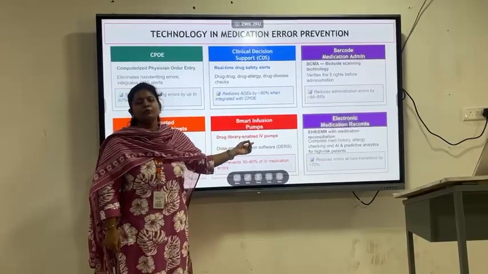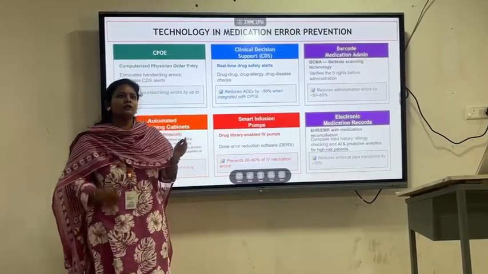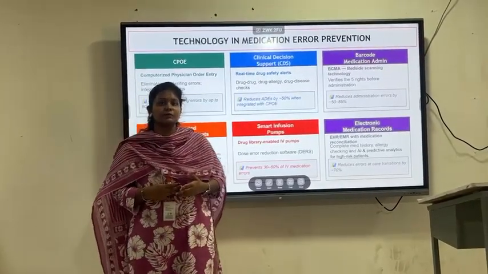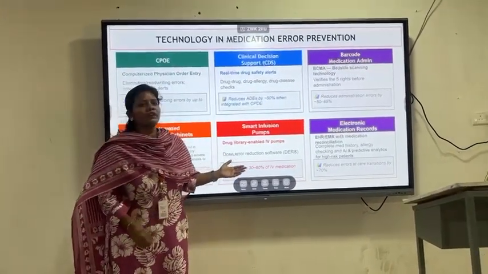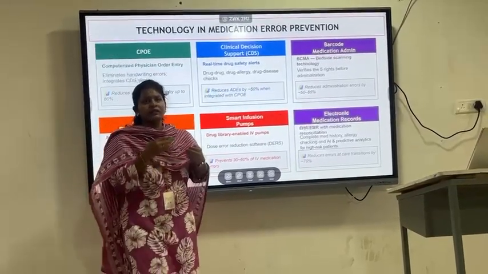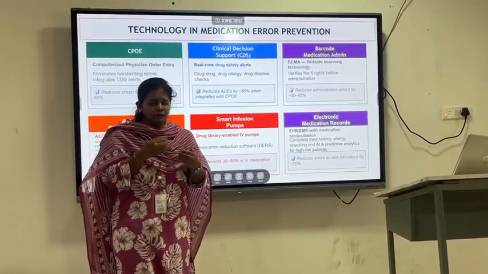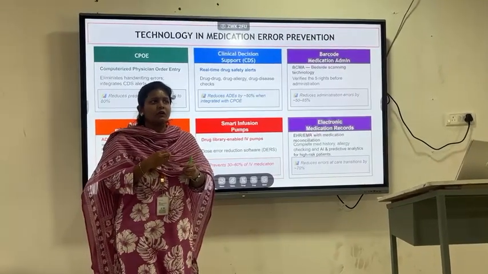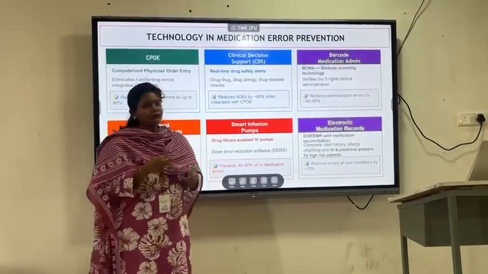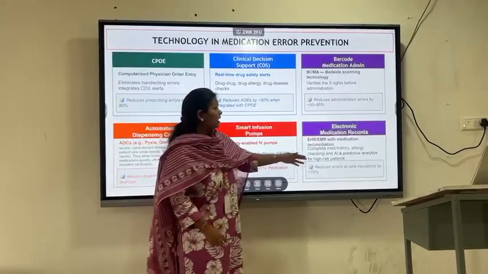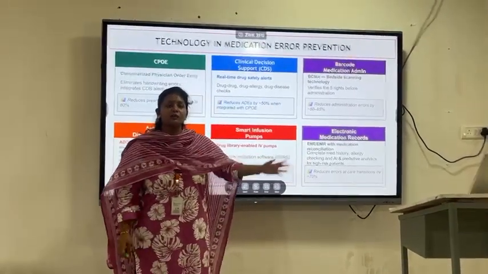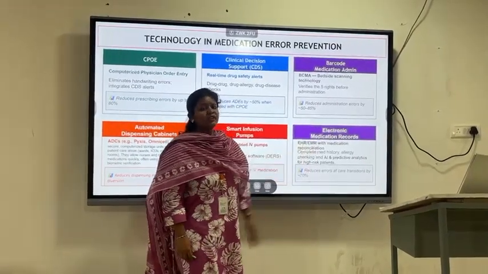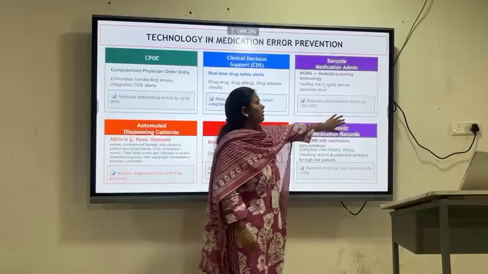And smart infusion pumps are used for CV patients: insulin pumps, and for critical patients, adrenaline pumps. These pumps give the medication at a particular rate, without the need for manual infusion with the help of the nurses. And electronic medication records hold all the documentation, which can be reviewed easily when the patient comes for reviews.